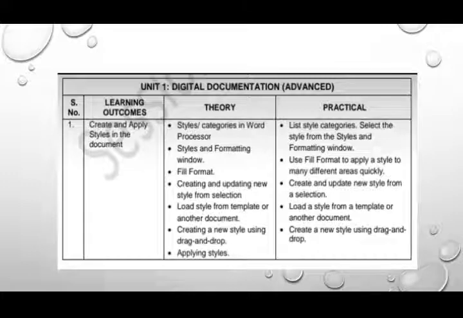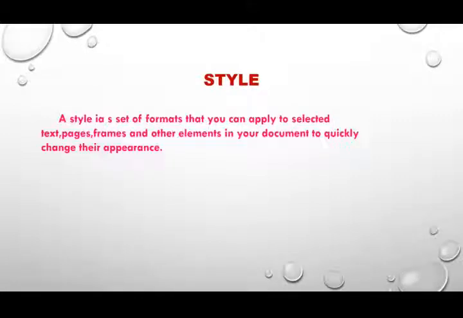First of all, let us understand what is meant by style. A style is a set of formats that you can apply to selected text, pages, frames and other elements in your document to quickly change the appearance. In OpenOffice, we have the following styles. Page styles define the basic layout of pages, including page size, margins, border, header and footer, and background, etc.